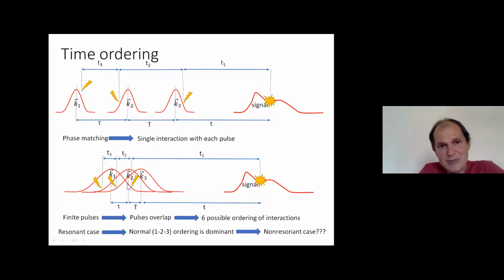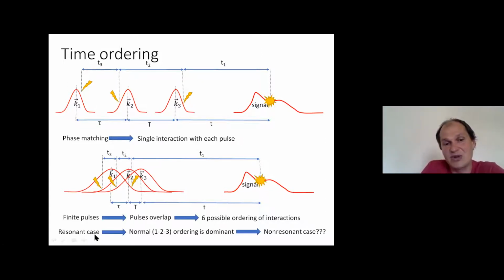So it's like this. We cannot assure that the first interaction is always with the first pulse. On this picture, for example, the first interaction is still the first interaction, but it's with the second pulse. The second interaction is with the third pulse, and the third one is with the first pulse. It's just because of the finite width of the pulses and the pulse overlap region. So now we have to care about 6 possible orderings of interaction. We have to take care of all of them.